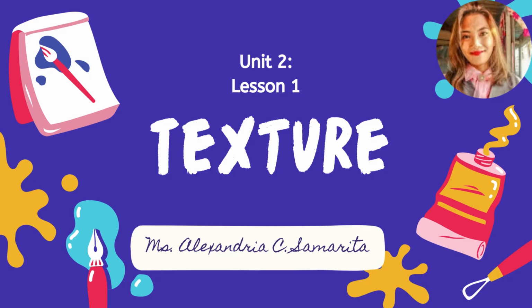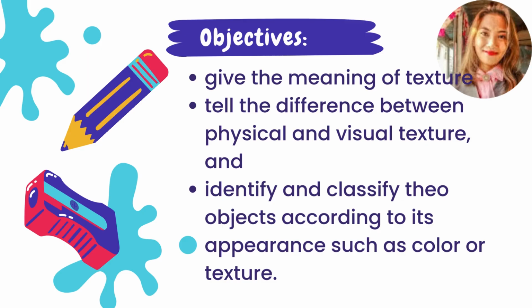The title of our lesson 1 in art is all about texture. Now, let's have our objectives. The first one, give the meaning of texture. Second, tell the difference between physical and visual texture. And the last one, identify and classify objects according to their appearance, such as colors or texture. These are the objectives that we need to meet at the end of this lesson.